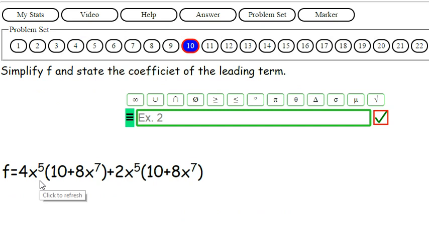We're going to want to simplify that, and that means we're going to write it down first. 4x to the 5th times 10 plus 8x to the 7th plus 2x to the 5th times 10 plus 8x to the 7th. I can't remember whether we've done any factoring yet, but I don't believe we have.